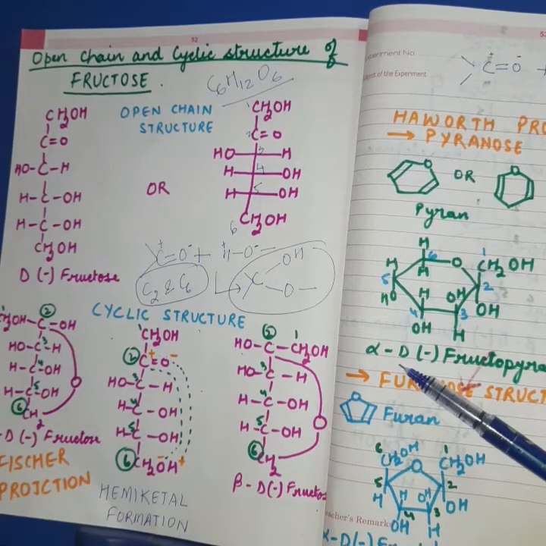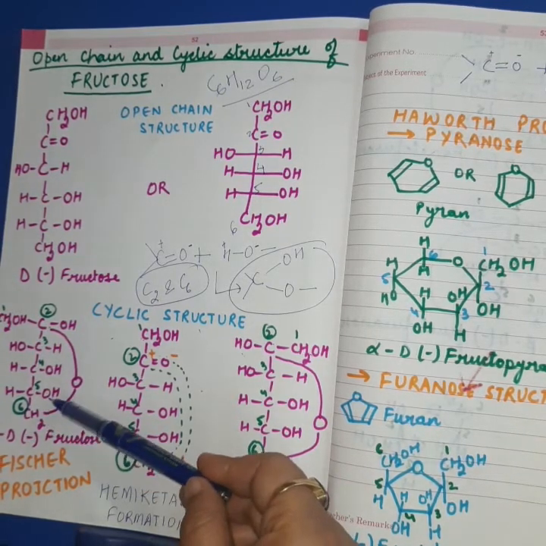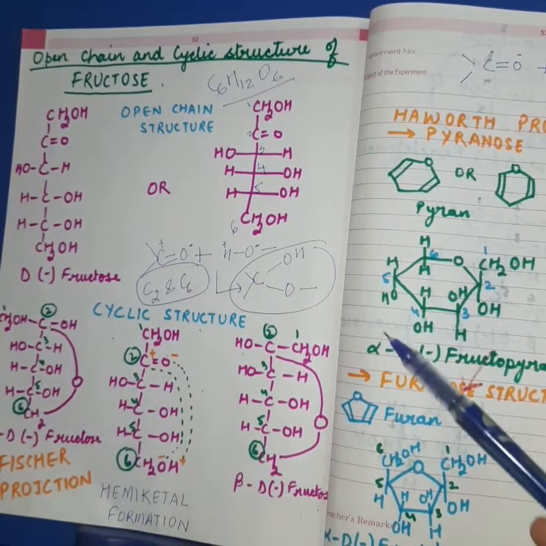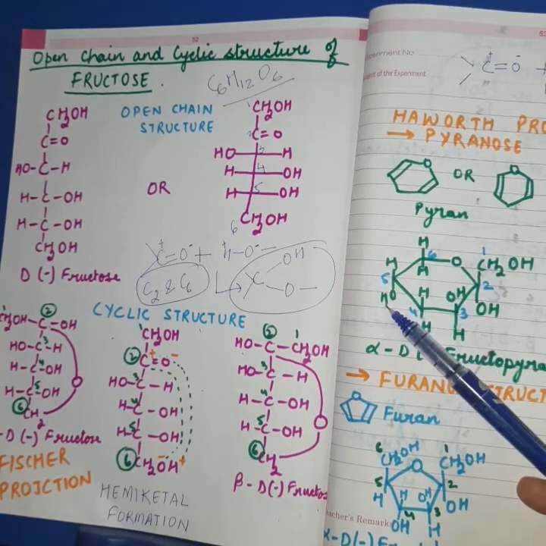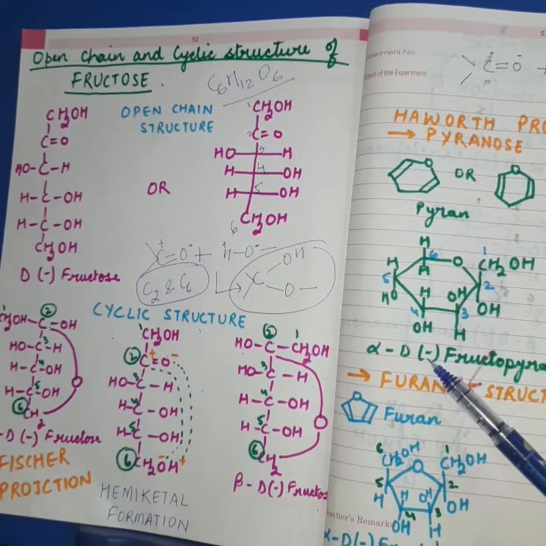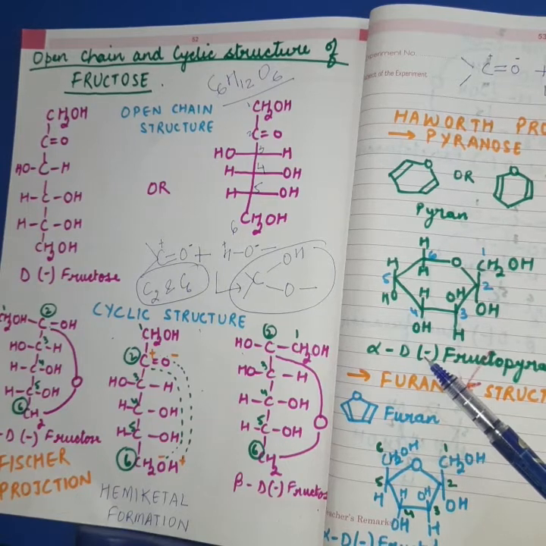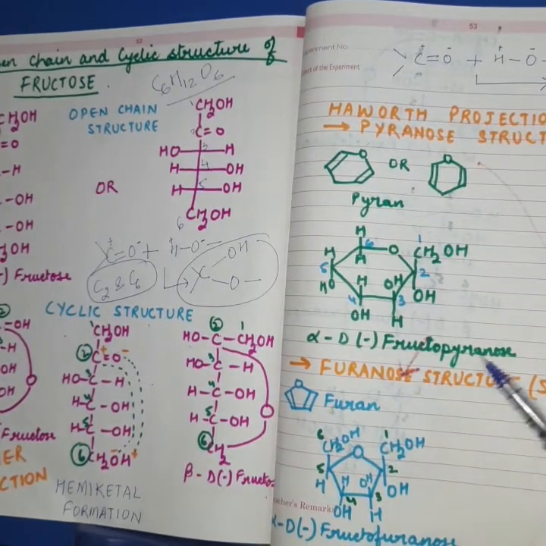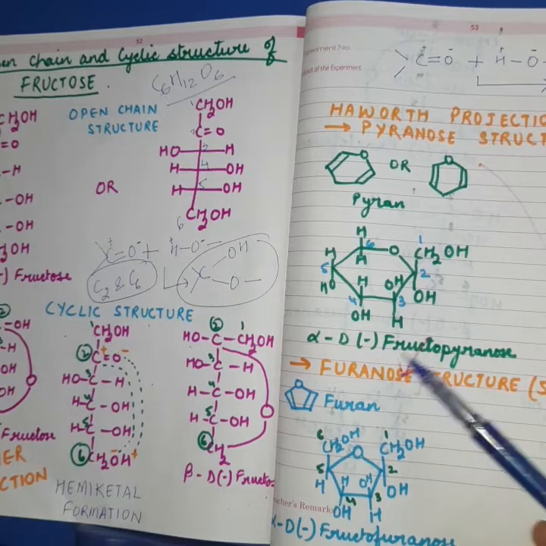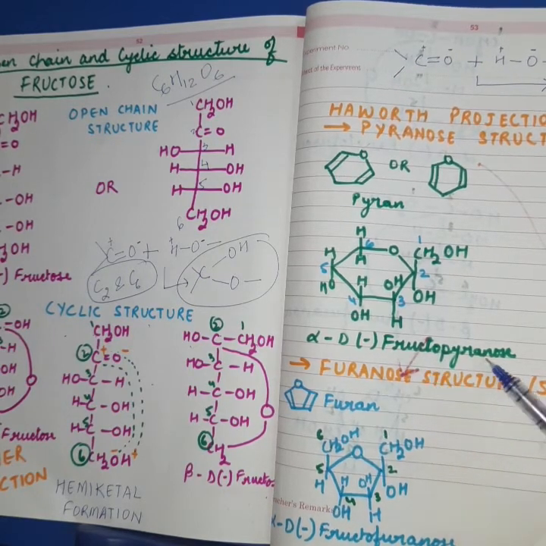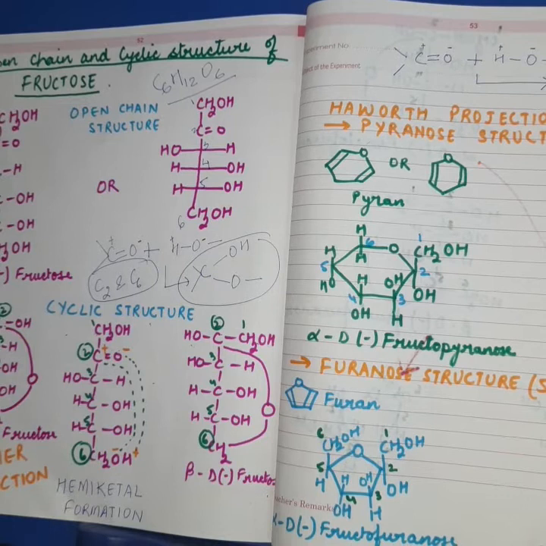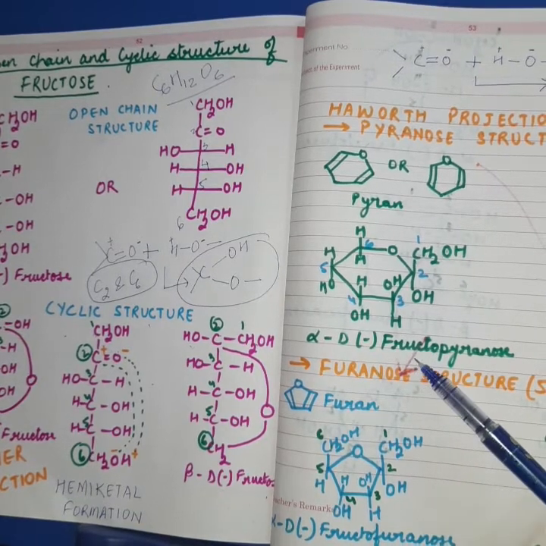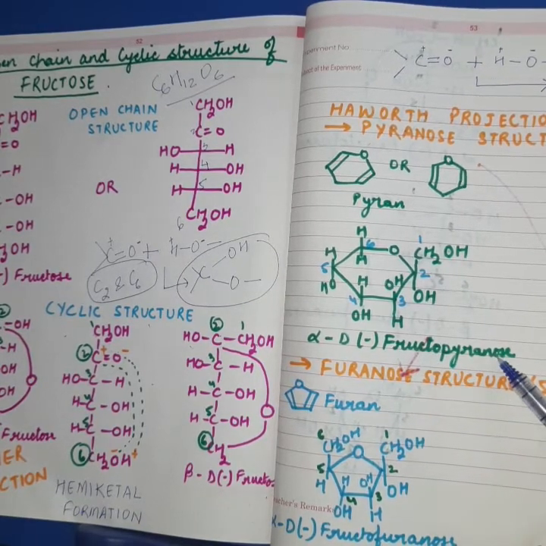D stands for the configuration of OH with respect to fifth carbon. So you can see here fifth carbon OH on the right hand side. Minus stands for its levorotatory nature. And we are not writing fructose here, we are writing fructopyranose. What is the meaning of fructopyranose? Fructose exhibiting 6-membered ring structure. So for this reason we are calling it fructopyranose.